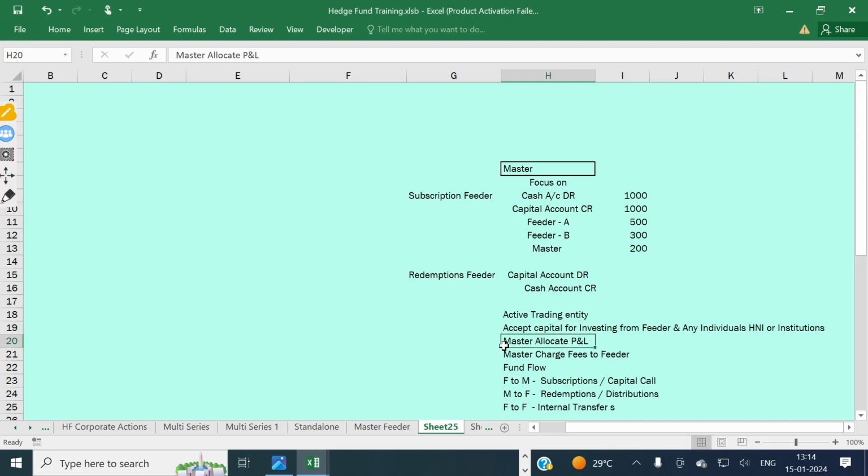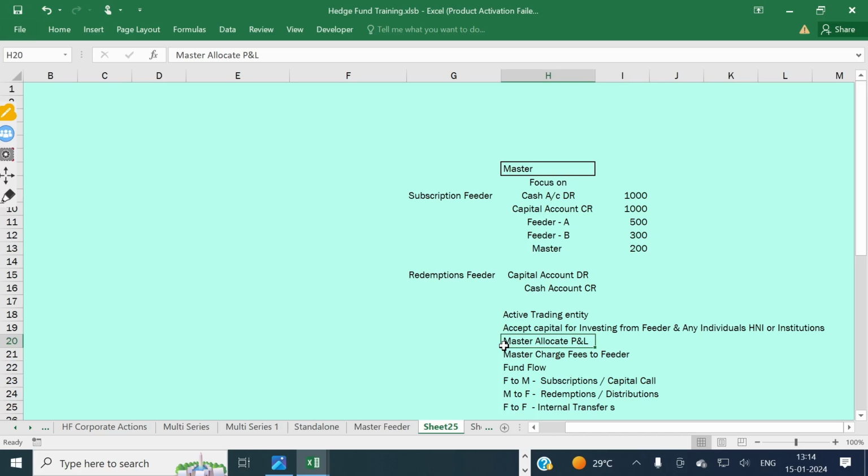Then master allocates profit and loss to the feeder, maybe every day, maybe every week, as and when their cycle goes on, so they allocate it. Then another one is in terms of fund flow. If you see any fund flow from feeder to master account, then you can say it's a subscription or capital call. If you see any fund flow down from the master to feeder account, that becomes your redemption or distribution. And if you see any transactions from master to master, that becomes internal transfers.